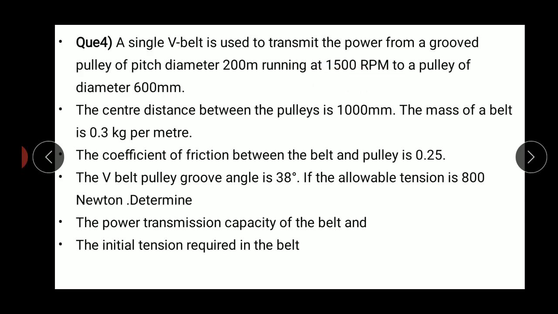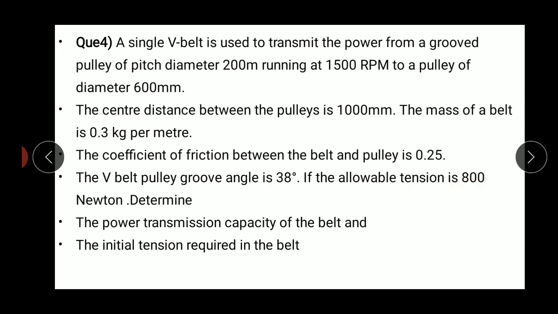The center distance, that means x, is given, so x is 1 meter. Mass per unit length is also given, it is 0.3 kg per meter. The coefficient of friction mu is also given, it is 0.25. The V belt groove angle is 38 degrees. So the type of belt is V belt and the groove angle, that is 2 beta, is 38 degrees. The maximum allowable tension is given as 800 newtons.